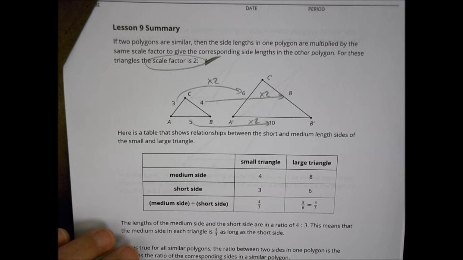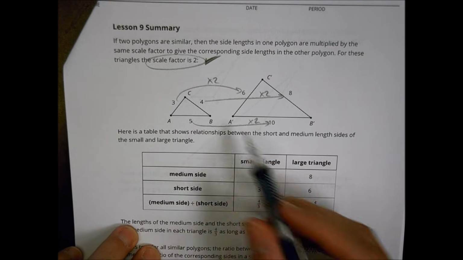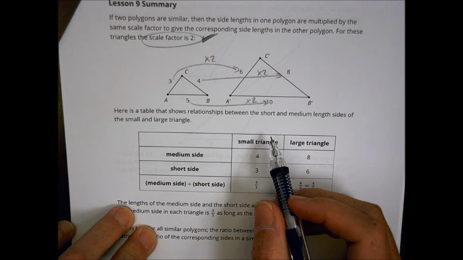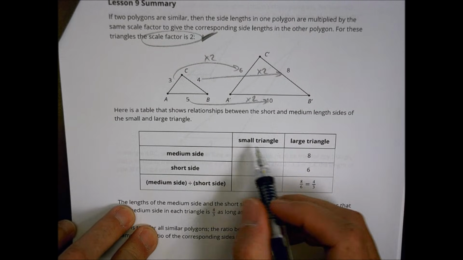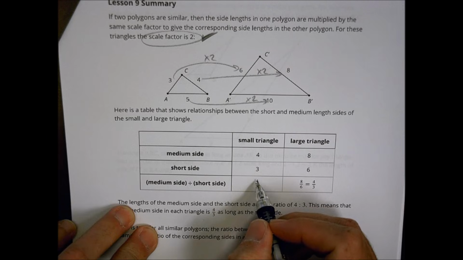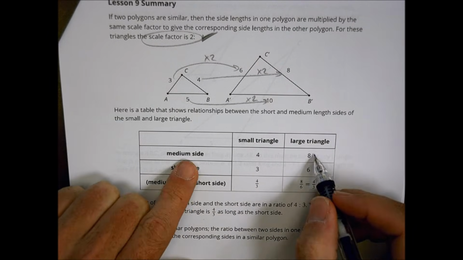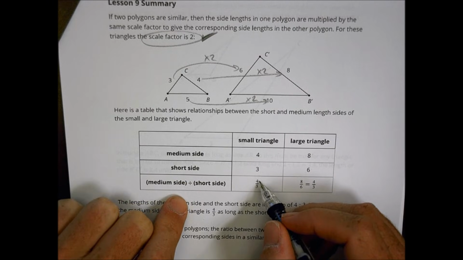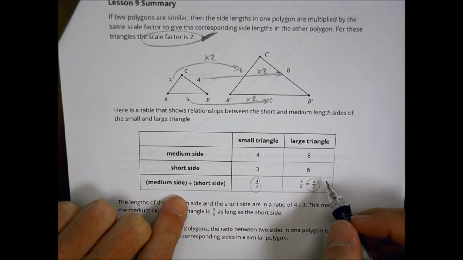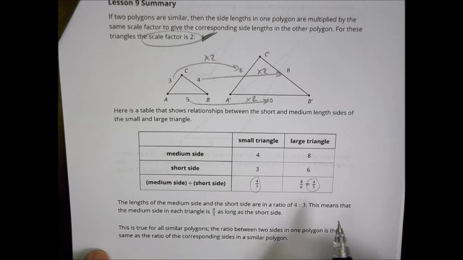If we take a look then at this other relationship in the table, we can say if I put my measurements here, 4, 3, the medium and short side ratio is 4/3. If I did my medium and short side here, 8 to 6, I end up with the same medium and short side ratio there, right?